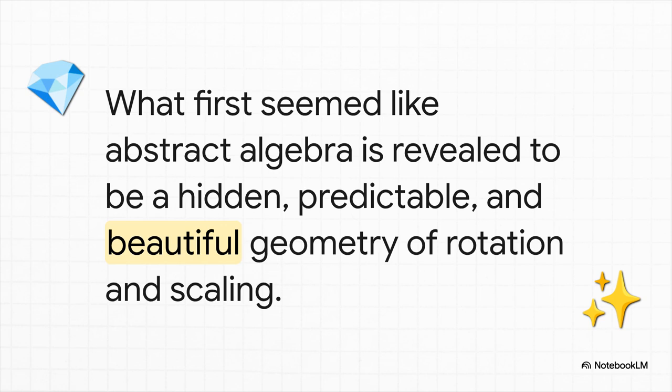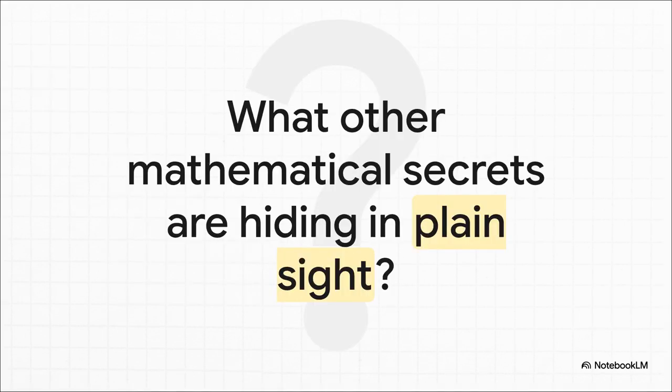So what this all means is that just by changing our perspective, by swapping out a plus bi for a length and an angle, we uncovered this profound truth. The abstract rules of complex numbers are actually describing a simple, predictable, and just stunningly beautiful geometry of how things turn and stretch. We've just pulled back the curtain on this one secret world, finding a perfect geometric pattern hidden inside a simple number like 8.